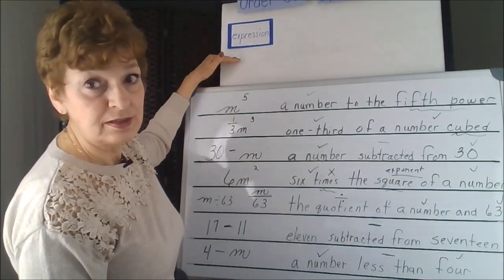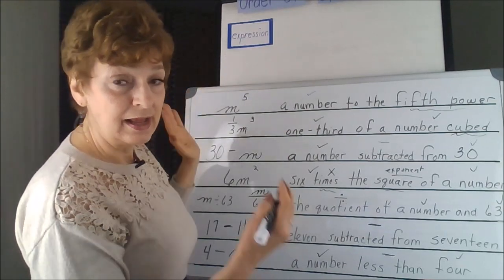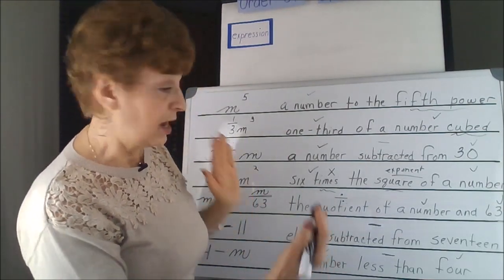These are called expressions. They do not have equal signs. An expression in algebra is a phrase, a grouping of numbers.